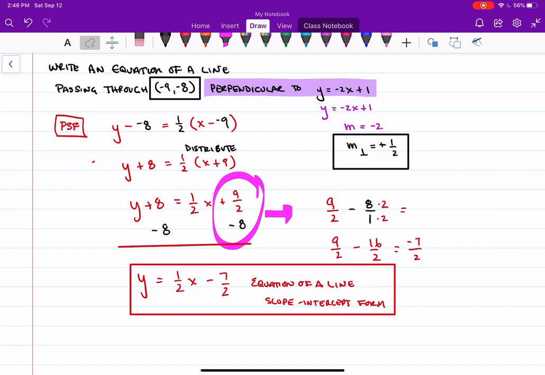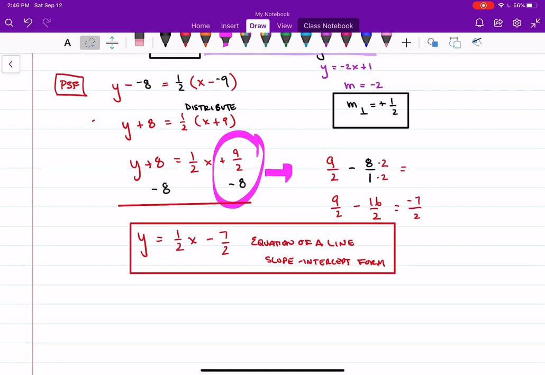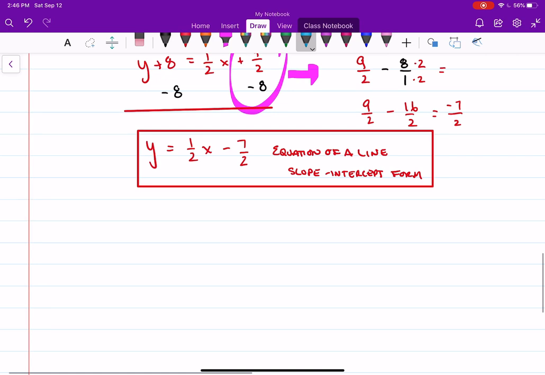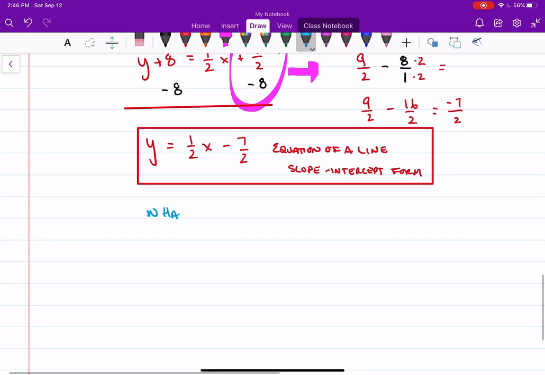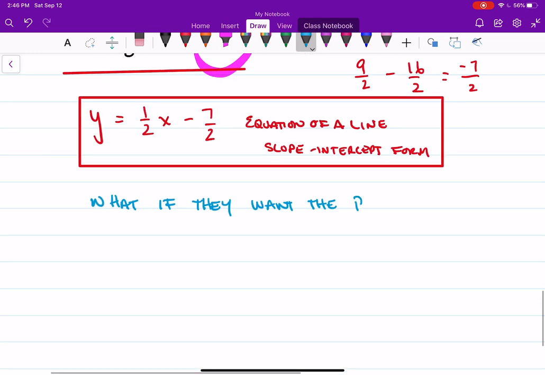Now here is the issue. What if they are only asking you to keep it in the point-slope form? Well, the point-slope form, let me do it this way. I think blue would be great. So what if they want the point slope form? Okay, well, perfect.